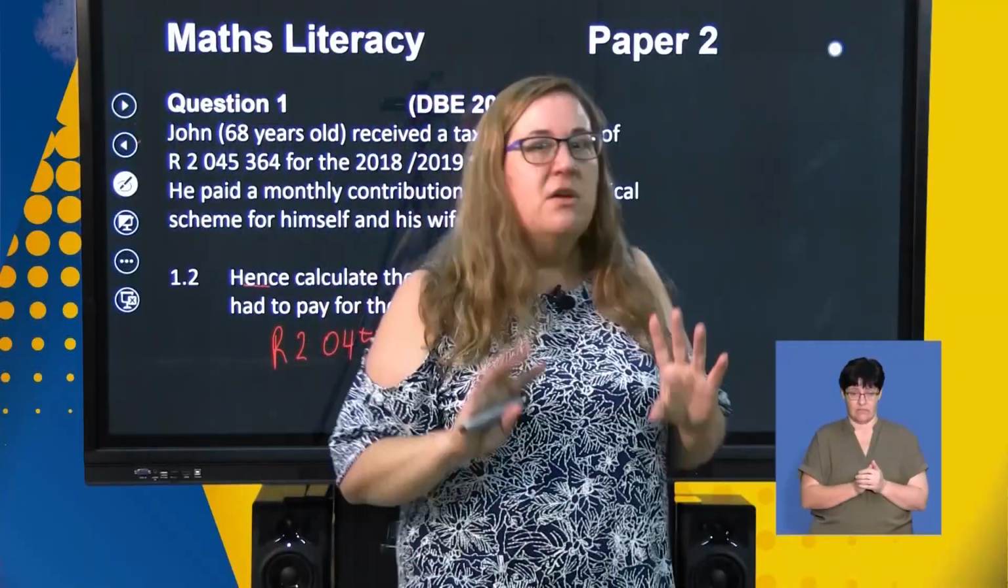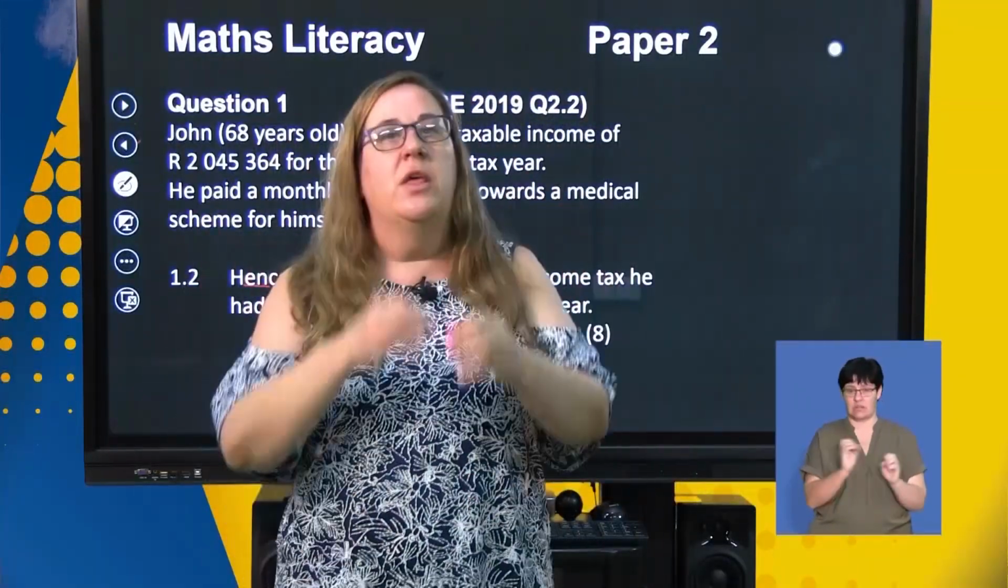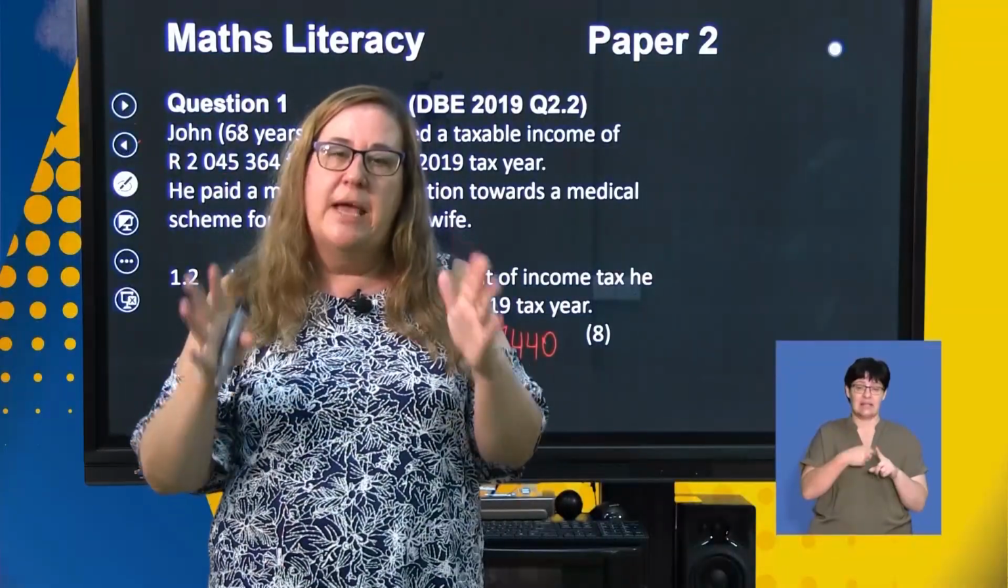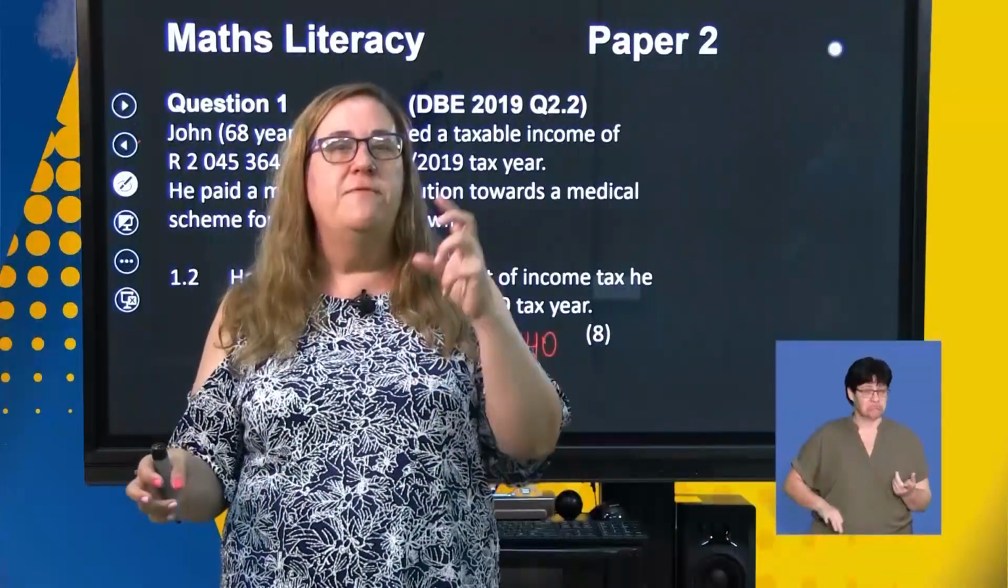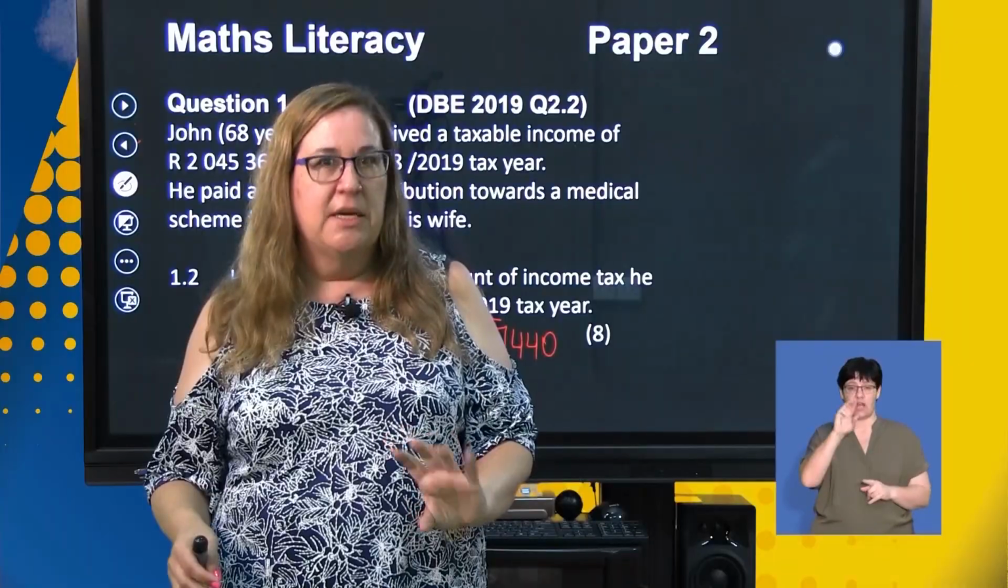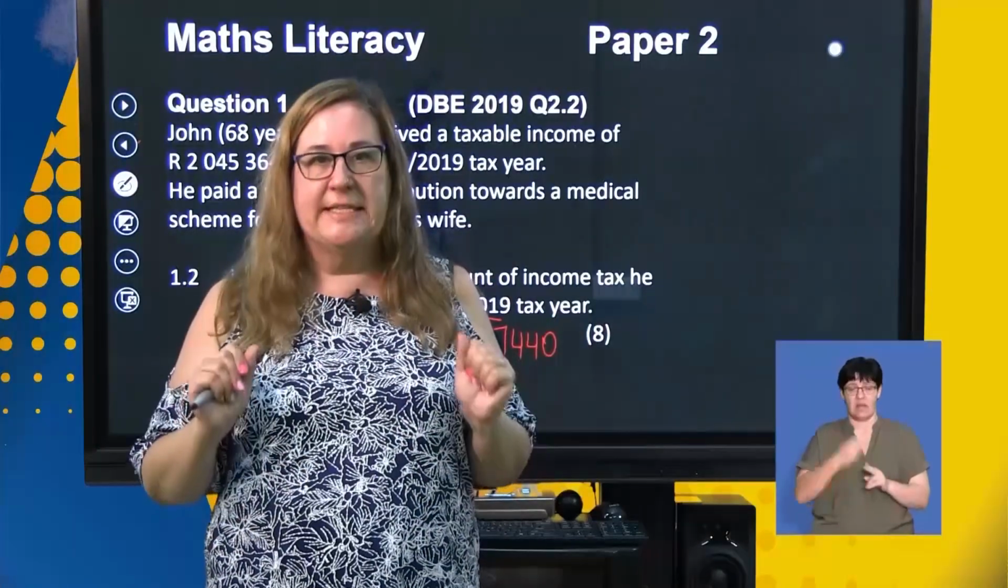So tax is not that difficult. Table, taxable income, do your table, do your calculation, and don't forget to minus the rebate. And then you're going to get the final tax that's paid.